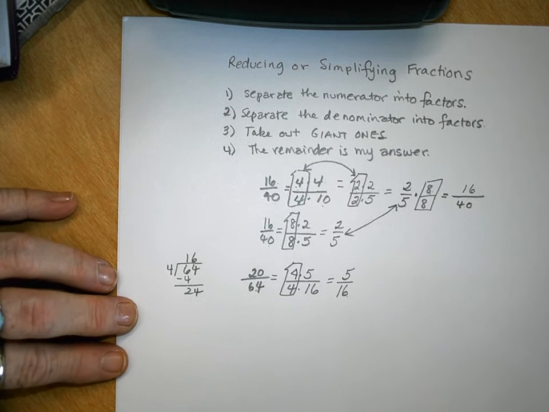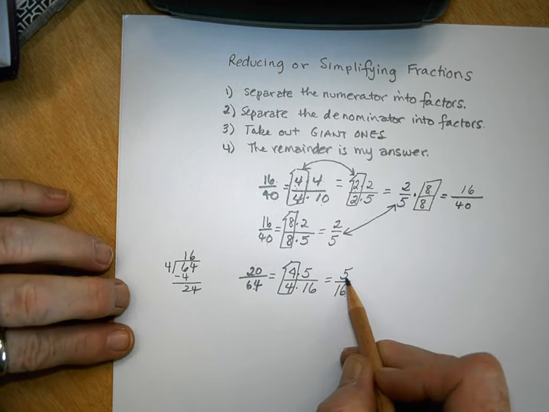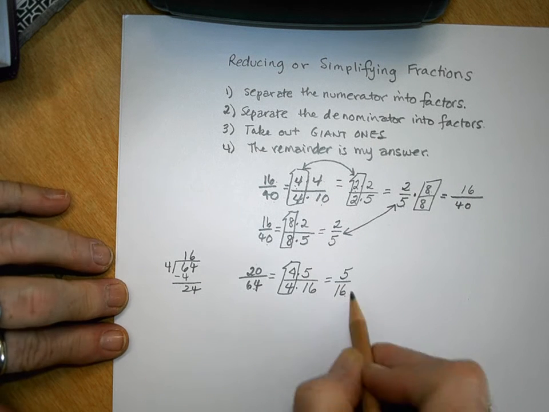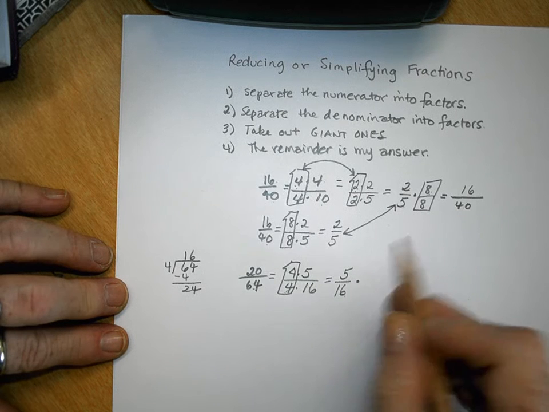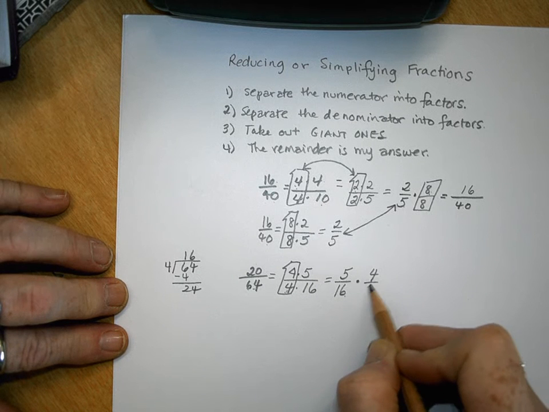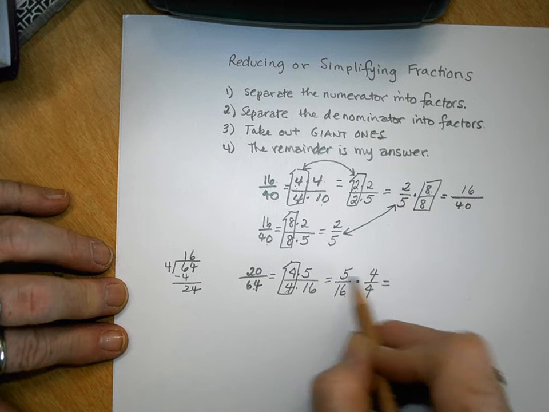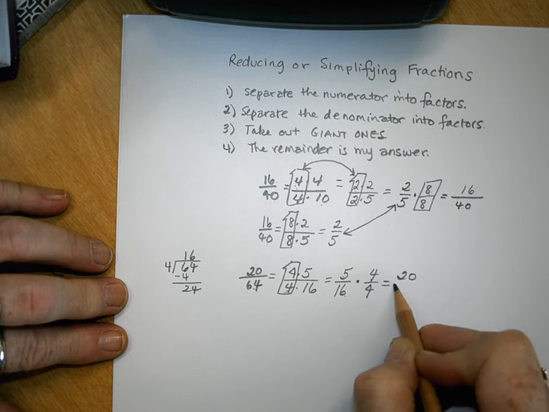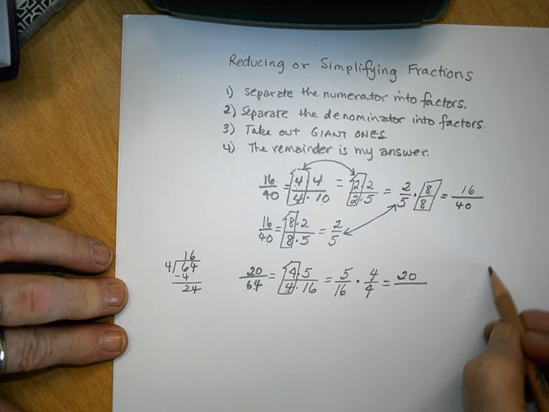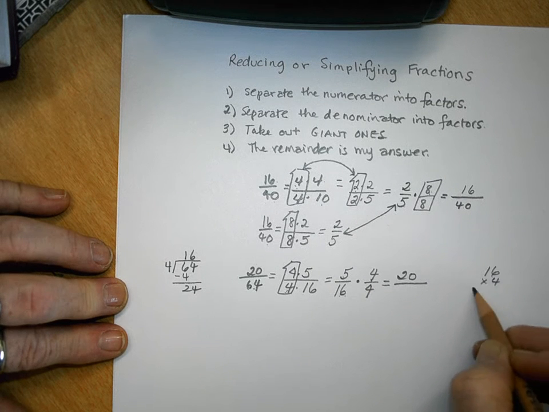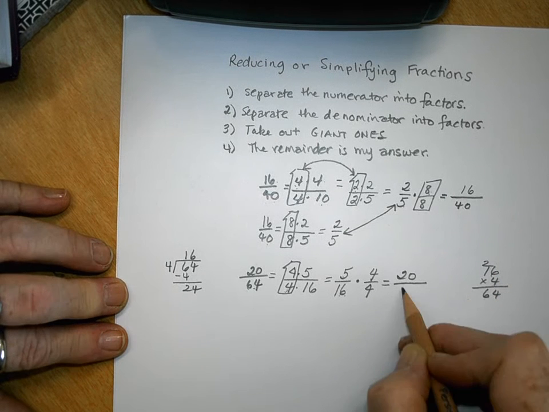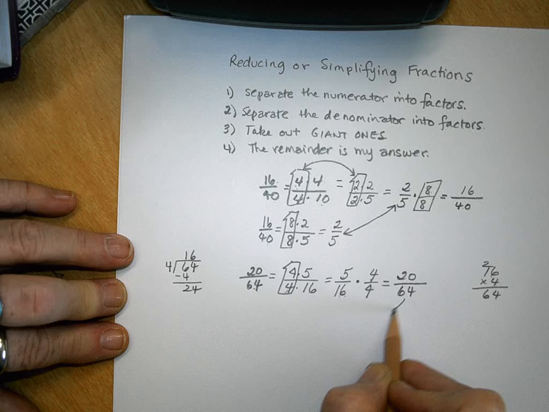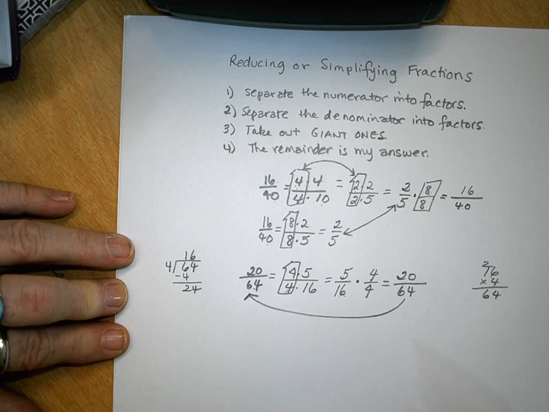Now I can check it just in case I don't trust myself. So I take this amount and I'm going to go backwards. I'm going to reverse my thinking, and I can multiply this times that giant 1, 4 over 4. 5 times 4 is 20. 16 times 4, well, I forget. Let me try that out. 4 times 6 is 24, carry the 2, 64. And notice that goes right back to my original fraction.